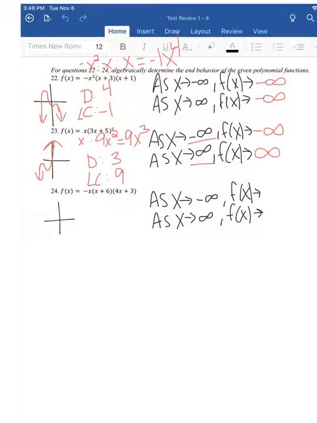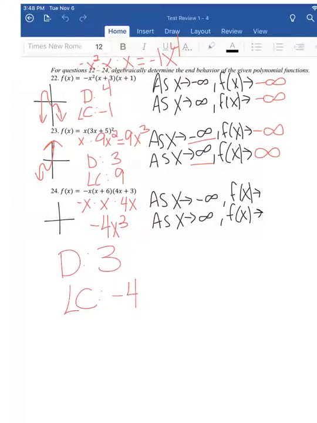And then we just have this last one, number 24. So again, I'm going to look for my degree and for my leading coefficient. So this term here is negative x times, this is x times, this is 4x. So this multiplied out would be negative 4x to the third. So my degree is a 3 and my leading coefficient is a negative 4.